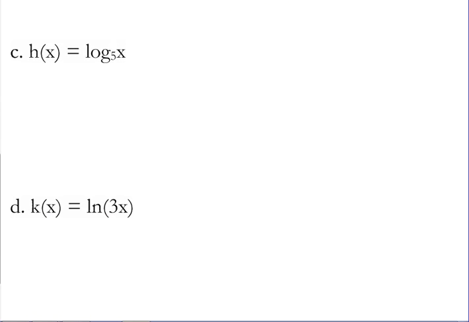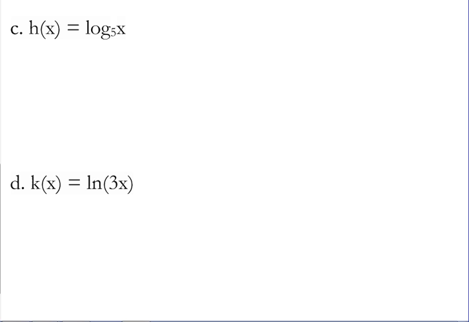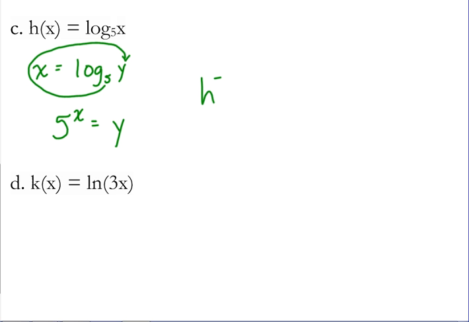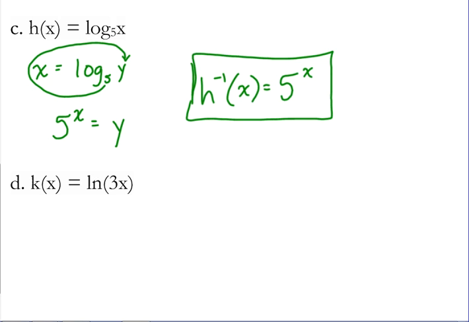All right, let's look at C and D. We've got h of x is equal to log base 5 of x. So we switch x and y. Let me switch colors since I switched functions. X is equal to log base 5 of y. If the variable that we're solving for is in the logarithm, what do you think we're going to do? Put it in exponential form. So remember, exponential form, we use the swoop. We start with the base, we go around the equal sign, and we end up back in the logarithm. So 5 raised to the x is equal to y. So h inverse of x is equal to 5 to the x.